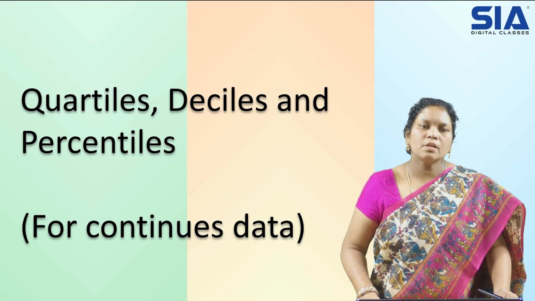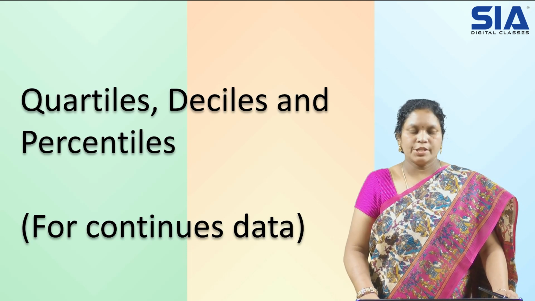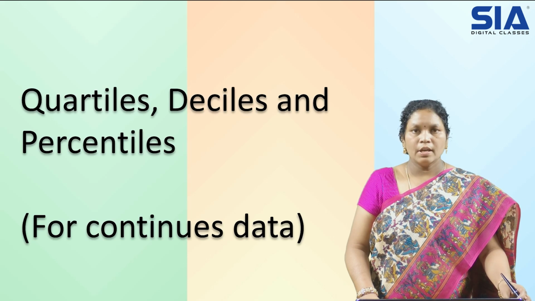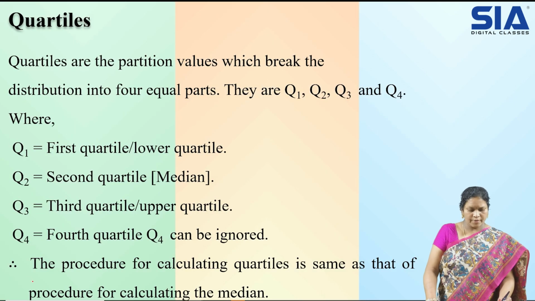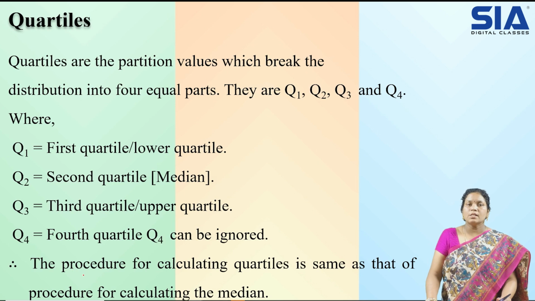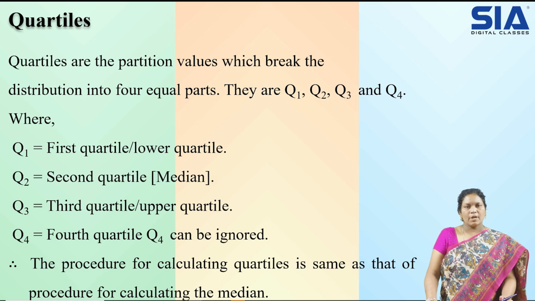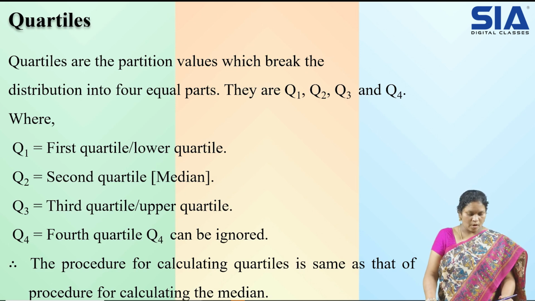Today's concept is quartiles, deciles and percentiles for continuous data. So let us check out how the data goes on. Check it out for quartiles. Quartiles, we know, will be divided into four parts, right? So Q1, Q2, Q3, Q4. The same will be considered for continuous data. Let us check out the formulas.